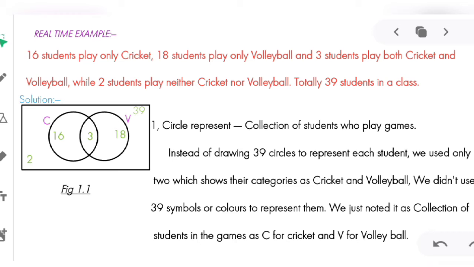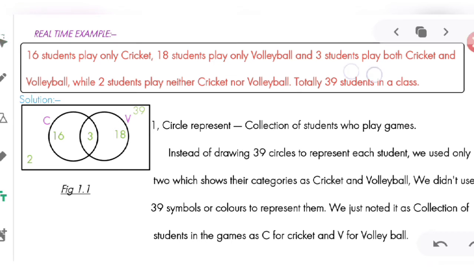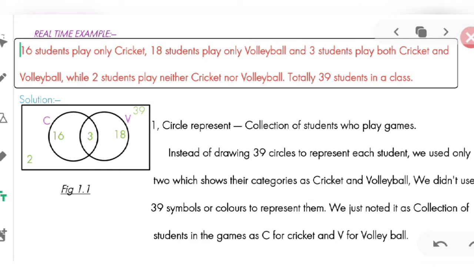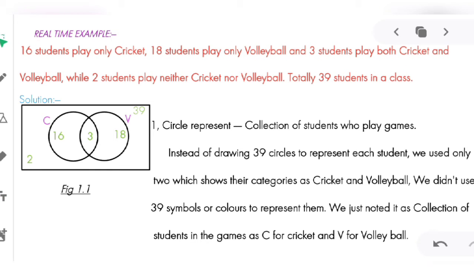As I said, this is the area which is the combination of both collections, which has the objects that are in both collections. So here we have, in our collections, cricket and volleyball. There are 3 students who are players of both cricket and volleyball. So we have to denote this 3 here. That is the concept of a set language.